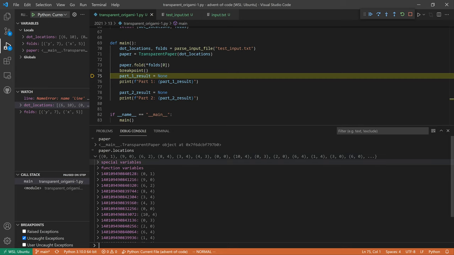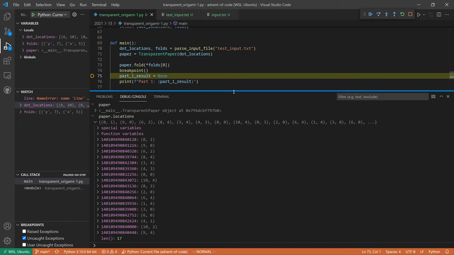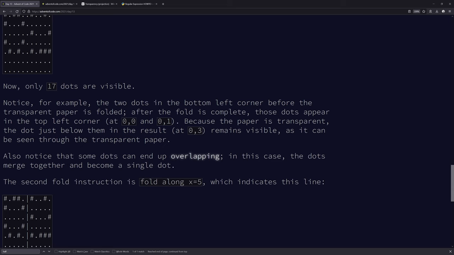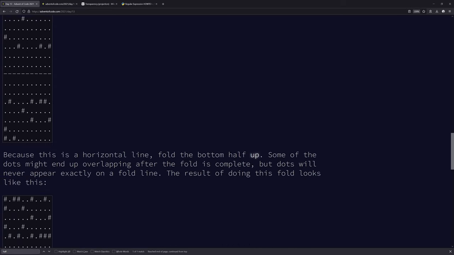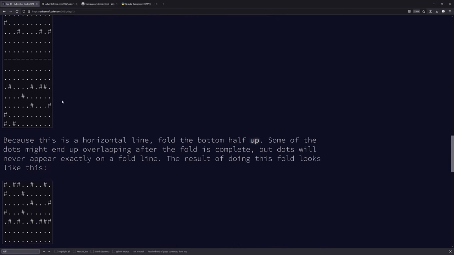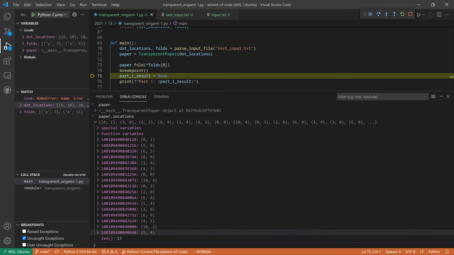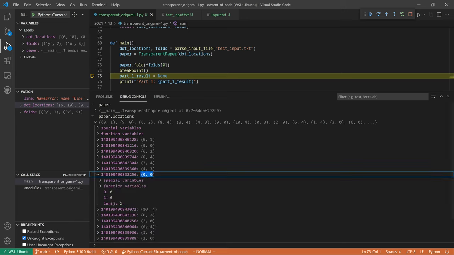Okay, so after the single fold, there are 17. Only 17 dots are visible after the first fold, which was a Y fold. And there should be a 0, 0 in there. They're not sorted. Oh, there it is. This is 0, 0.